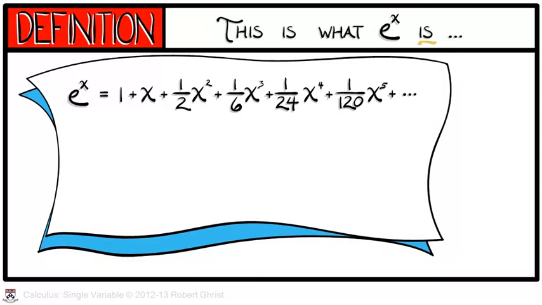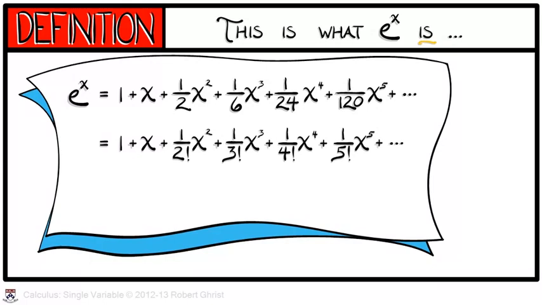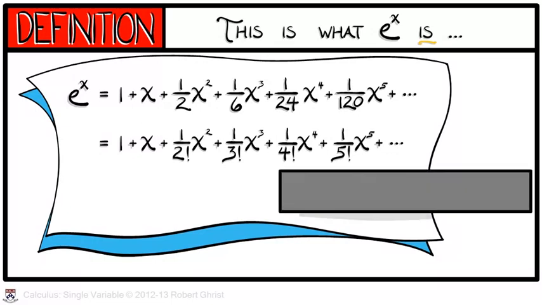Where do these numbers come from? What do they mean? Well, another way to write this is using factorial notation, that e to the x is 1 plus x plus x squared over 2 factorial plus x cubed over 3 factorial, etc. All the way down the line. One never stops. This sum keeps going forever and ever.